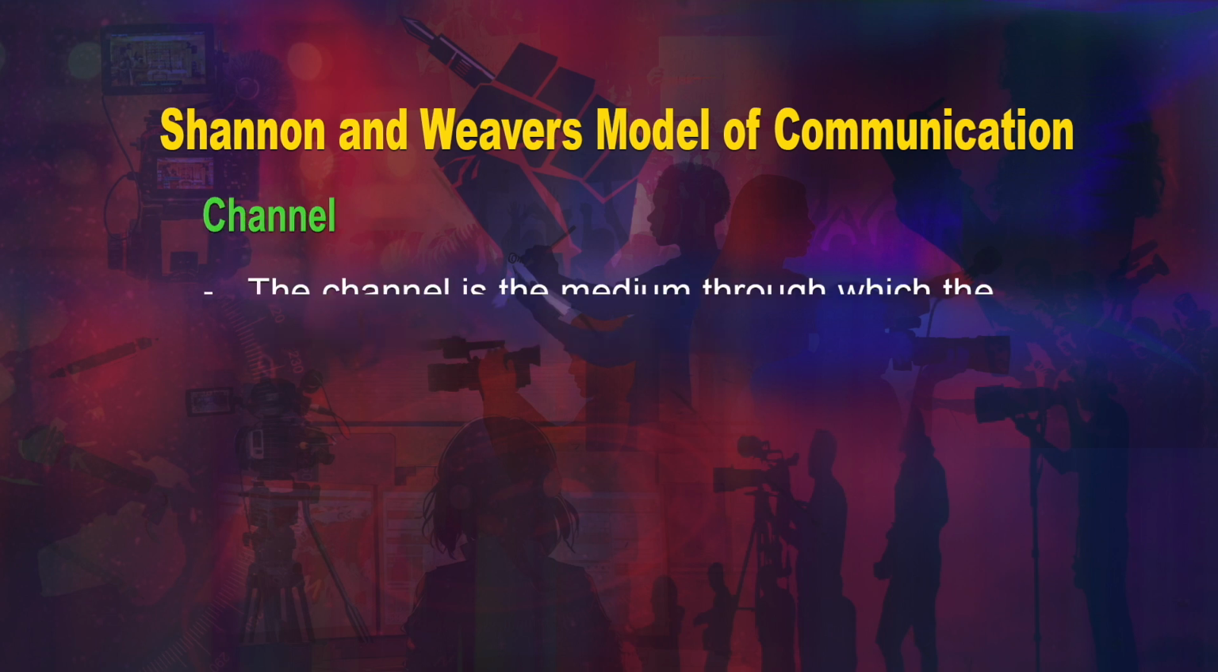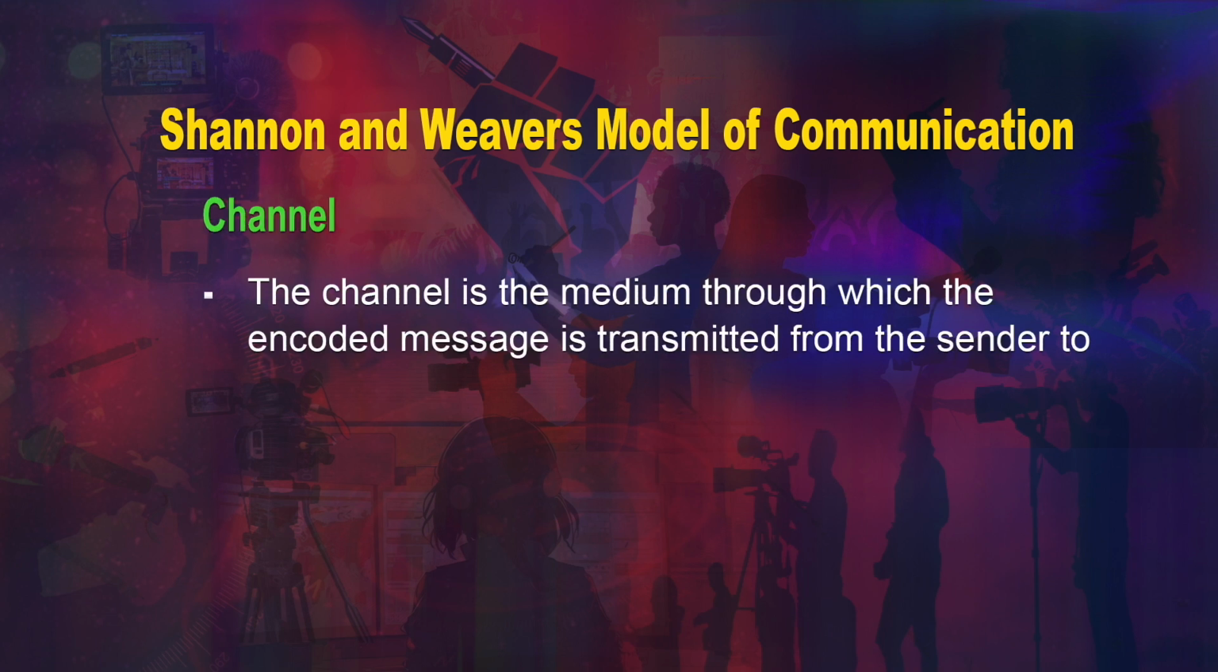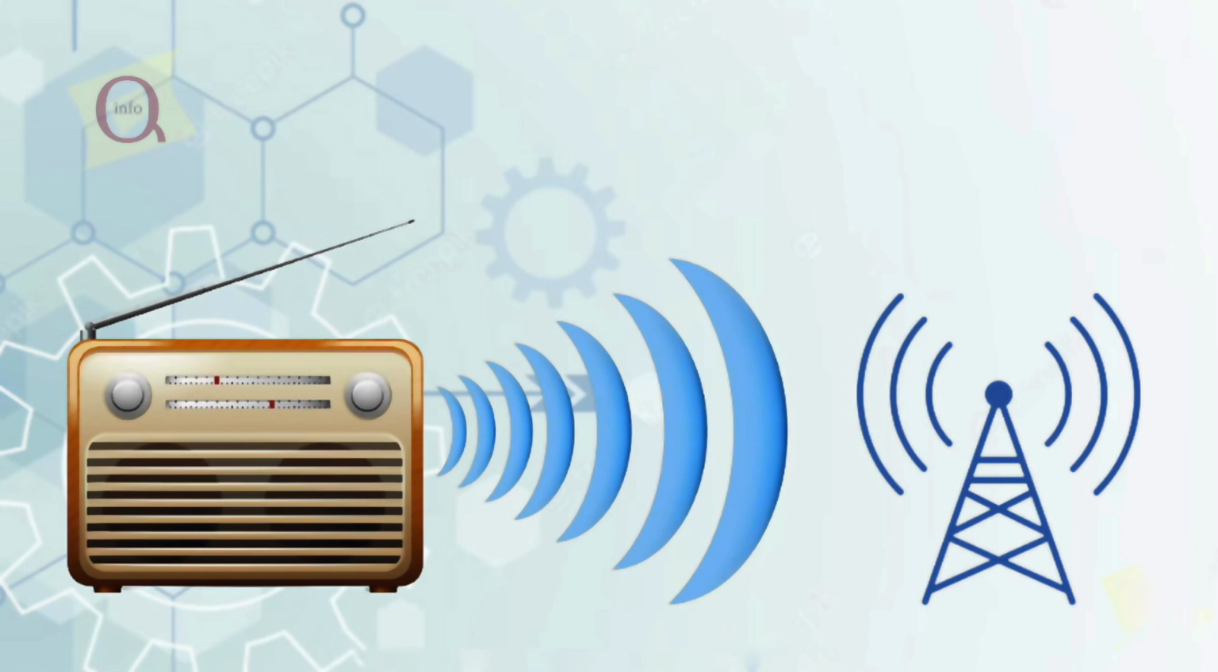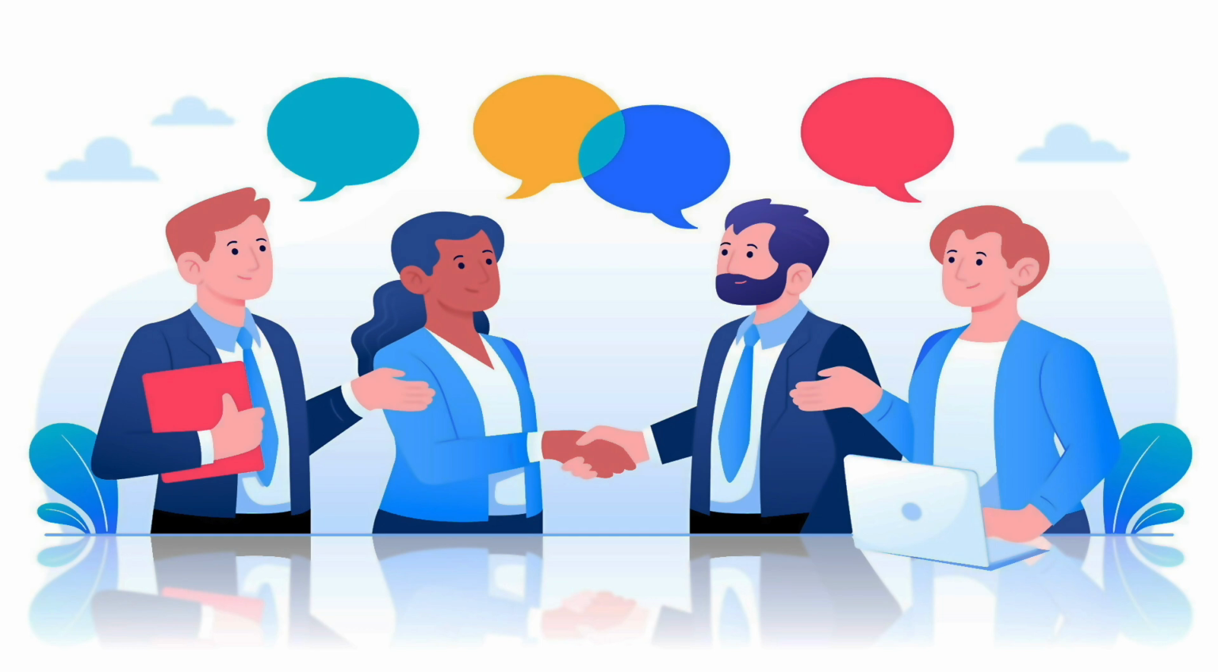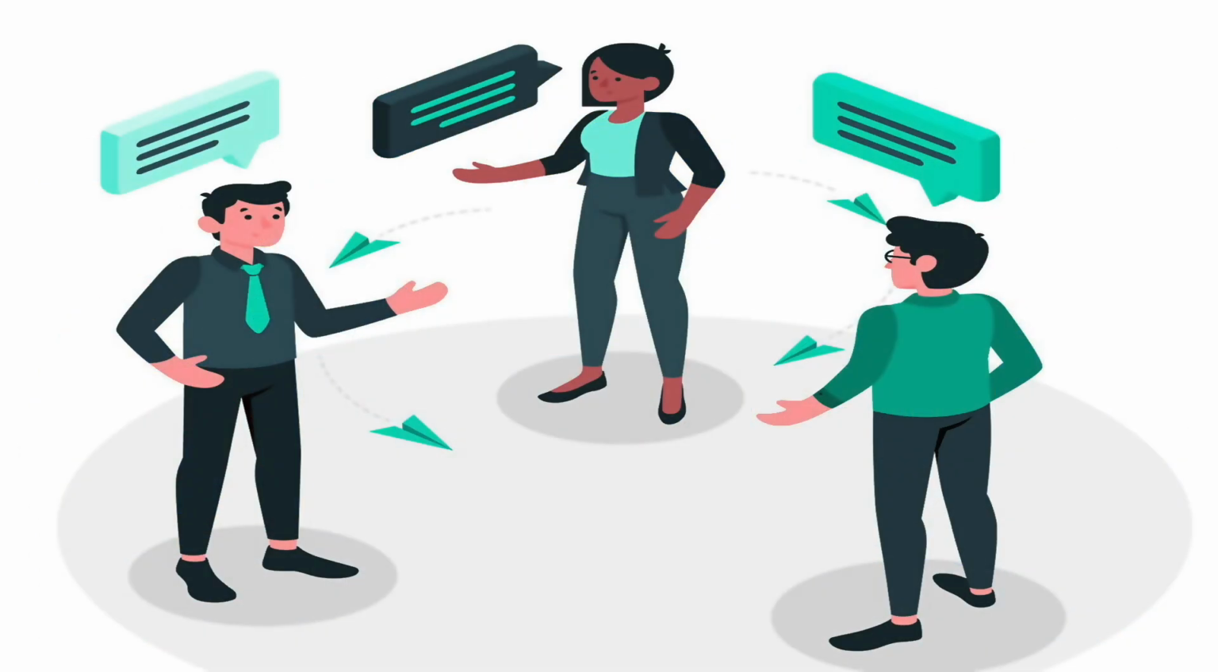Channel. The channel is the medium through which the encoded message is transmitted from the sender to the receiver. It can be a physical channel like airwaves for radio communication or a conceptual channel like language for human communication.